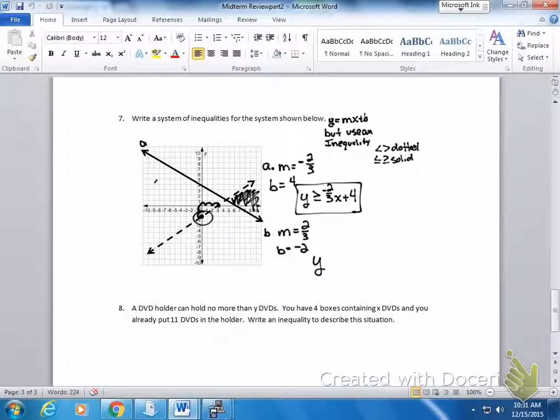So I have y, leave some space, 2/3 x minus 2. It looks like it's shading below the line, so y is less than, and since it's dotted, that's it.